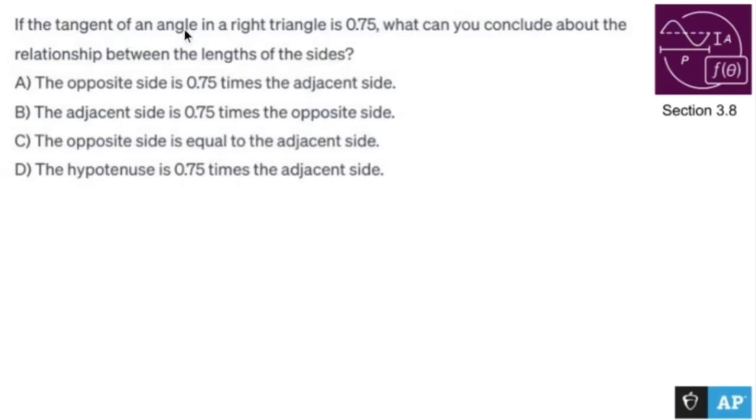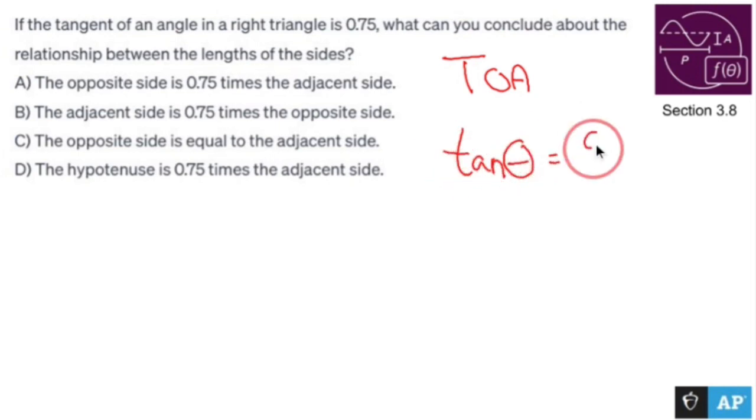If the tangent of an angle in a right triangle is 0.75, what can you conclude about the relationship between the lengths of the sides? So let's go back to geometry and remind ourselves of SOHCAHTOA. TOA means that the tangent of an angle equals the opposite side over the adjacent side.